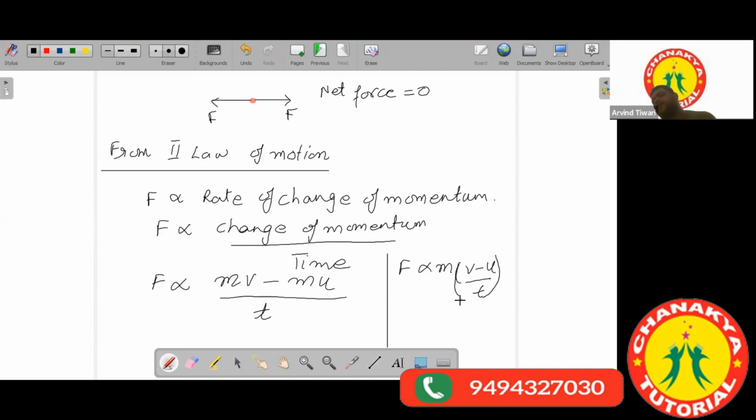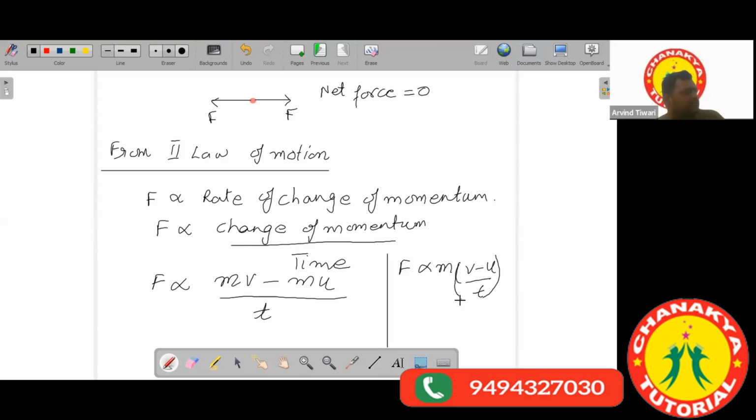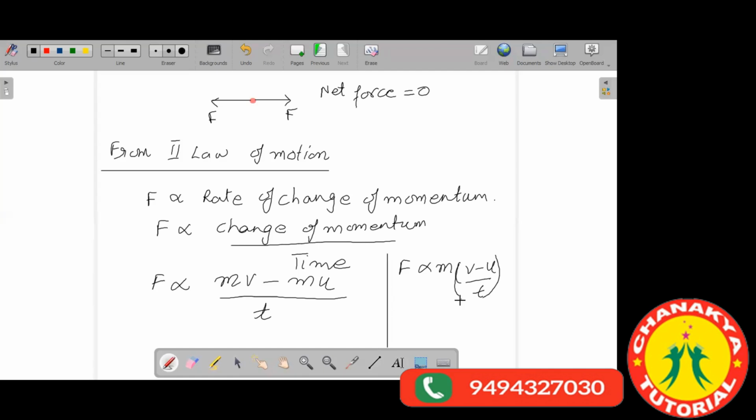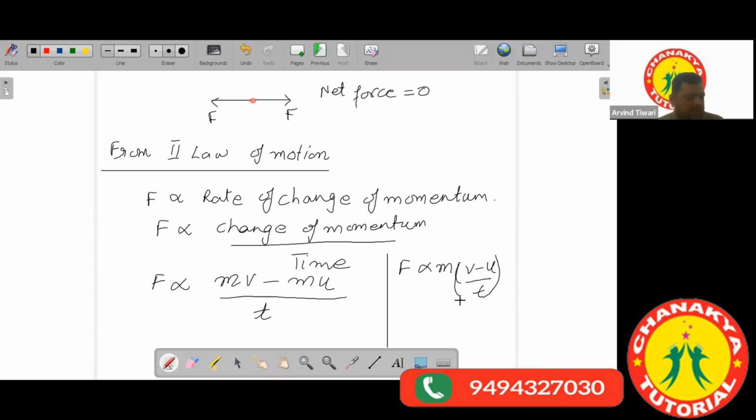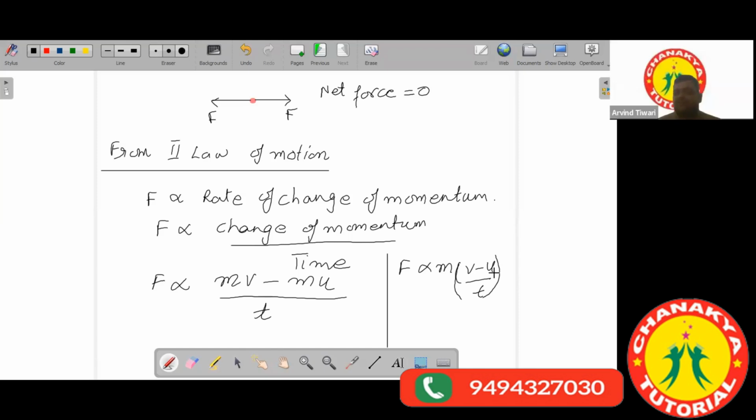Yukta, Mohammad Rayan? Yes, sir. Rayan, what is this v minus u over t? It is the formula for acceleration: final velocity minus initial velocity by time. Yes, acceleration. So we can write F proportional to mass times acceleration.